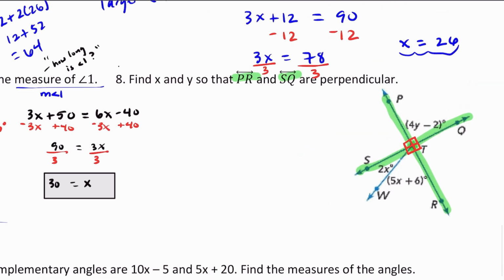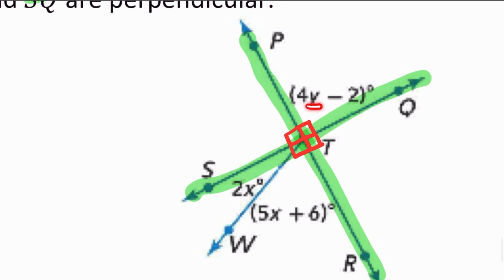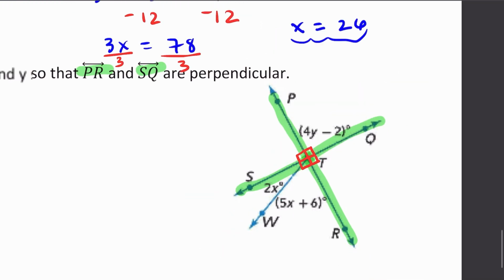Okay, so it says find x and y. So what do I have to do? Well, I see a y here, and I see two x's here. 4y minus 2 is this angle. But if we look really closely, that angle that I'm showing is 90 degrees, right? So 4y minus 2 is 90 degrees. That's my setup right there, because I know that this angle is 4y minus 2, and it's also 90 degrees.